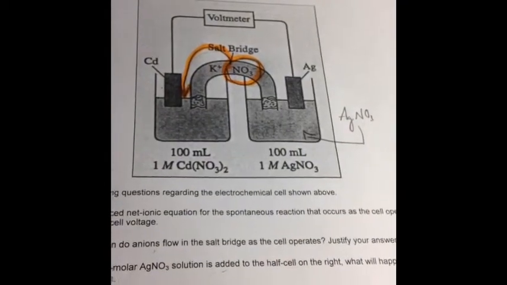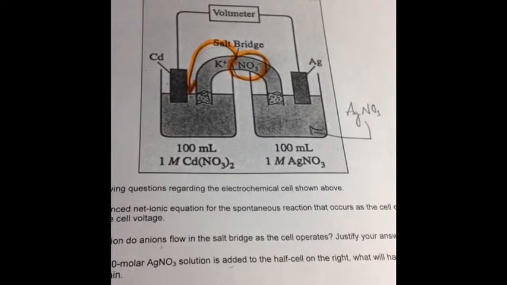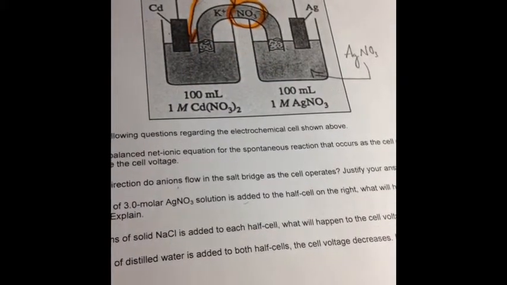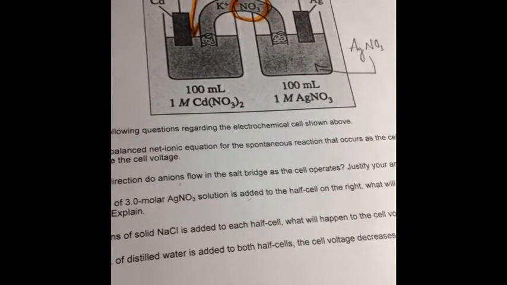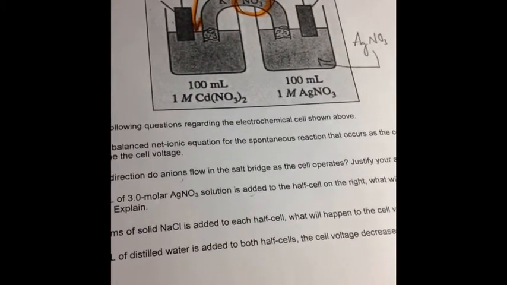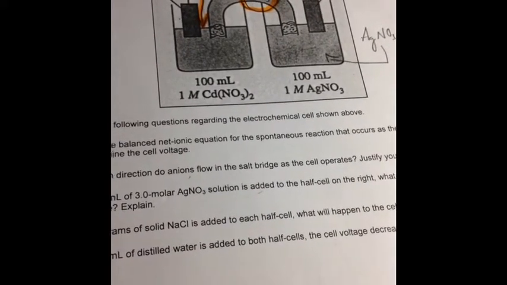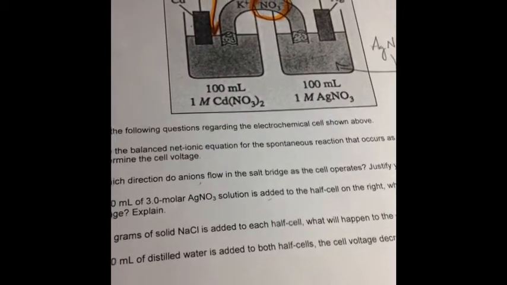In Part D, we are asked if 1 gram of solid NaCl is added to each half cell, what will happen to the cell voltage, and to explain. Using the same theory from question C, cell voltage would decrease because the Cl- from NaCl would react and form a precipitate with Ag+ from AgNO3, lessening the concentration of Ag+ to react in the half cell, thus making less cell voltage.